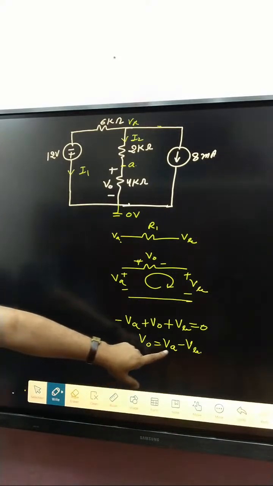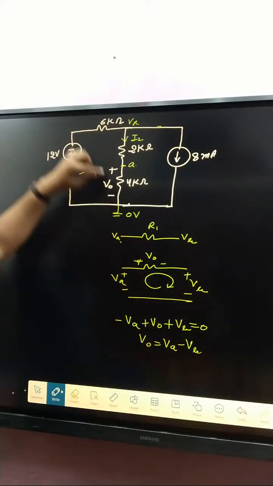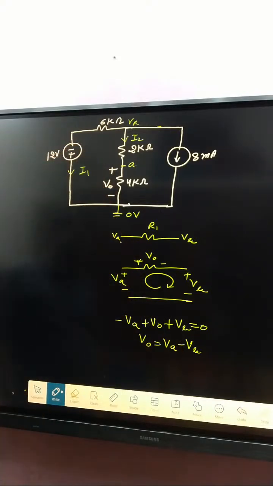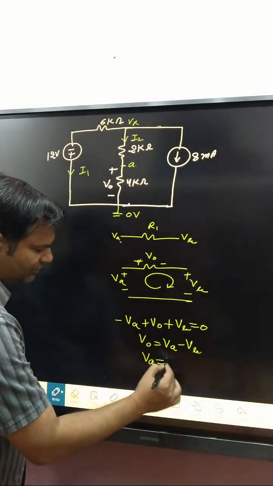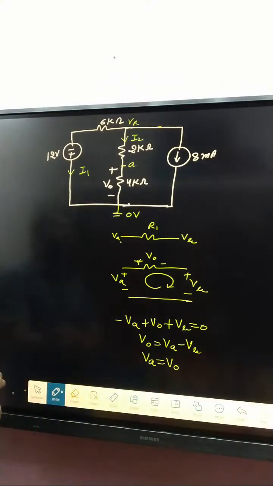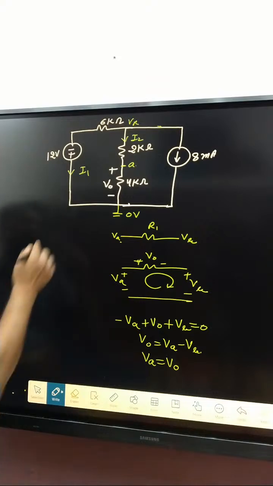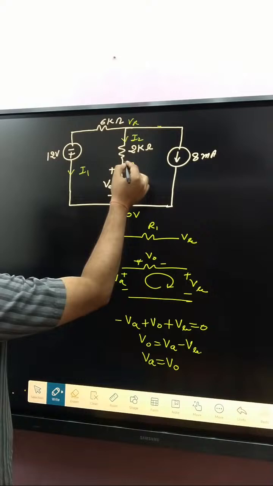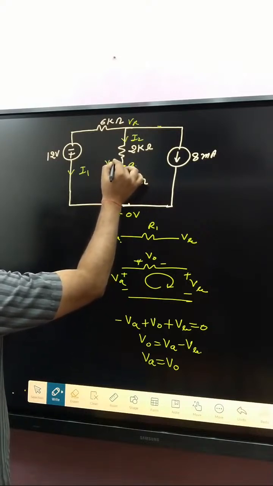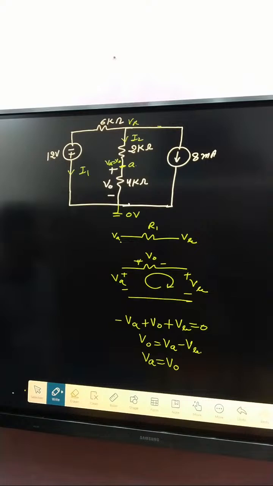So what about VB? If you compare that one, VB is 0. So basically VA is equal to V naught. If you retain that point VA, that is the VA voltage. VA is basically V naught. VA is equal to how much? That is V naught. So how can we determine V naught? Our motto is to determine V naught.